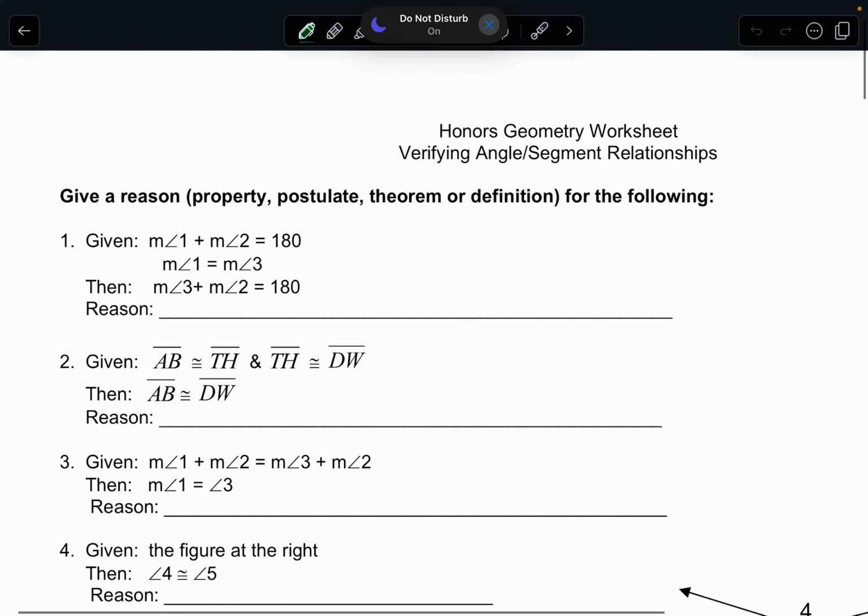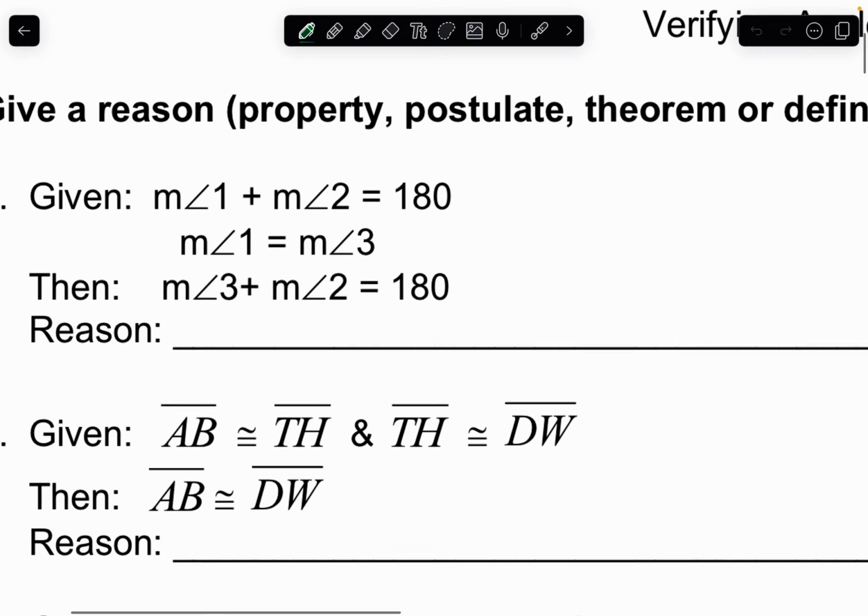All right, we are doing the next part of today's lesson, and we're going to fill out some stuff. We're going to go really fast through this. This won't be a slow situation. We're going to figure out reasons for a lot of givens and a lot of if-thens and givens and stuff like that. 1 plus 2 equals 180, and 1 is equal to 3. Those were given to us. Figure out what happened.